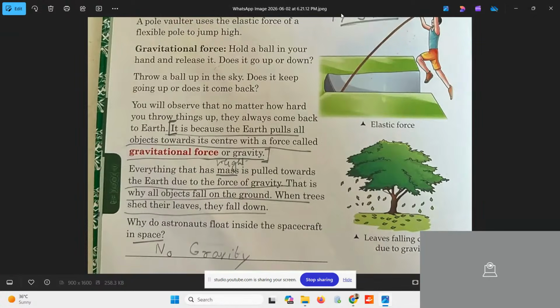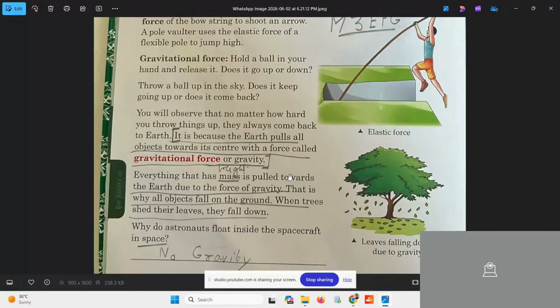Understood? Okay. Now, yesterday in the Ram Katha he told about escape velocity, right? If you throw something faster, then it will go out of Earth's gravity range. But that is for later, not today. It's a higher-grade concept. Why do astronauts float inside the spacecraft in space? Because there is no gravity in the spacecraft. That's why they fly in space.